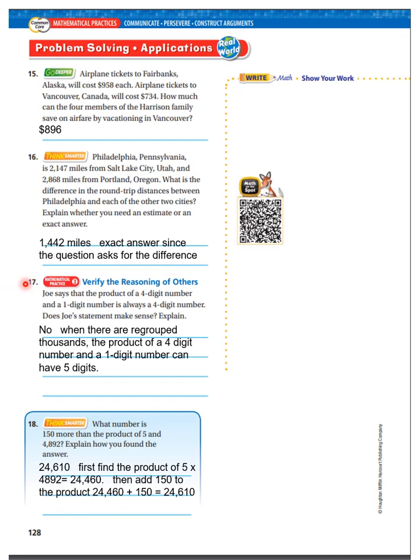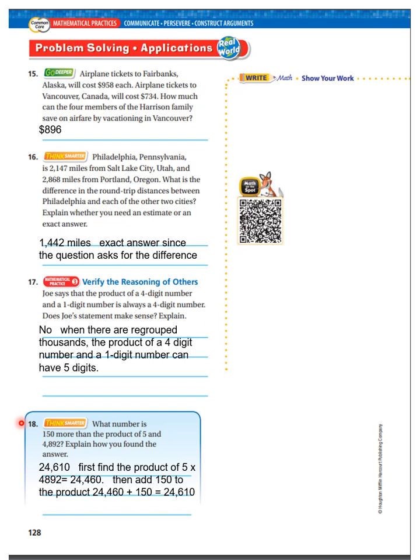Joe says that the product of a 4-digit number and a 1-digit number is always a 4-digit number. Does Joe's statement make sense? Explain. No, it doesn't. When there are regrouped thousands, the product of a 4-digit number and a 1-digit number can be a 5-digit number. For example, 9,998 times 9 is going to be a 5-digit number. All right, look at 18.